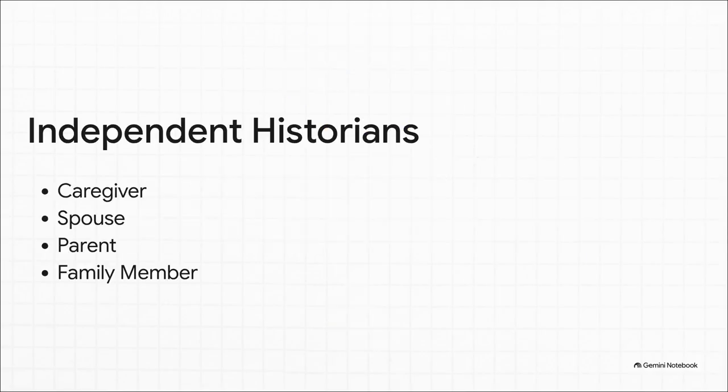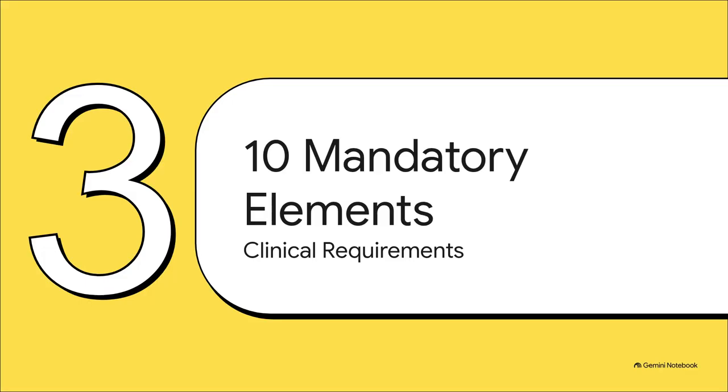Usually this independent historian is a caregiver, a spouse, a parent, or another family member. And listen to me on this one. The presence and documentation of this person is absolutely non-negotiable if you want to bill this service. You literally have to document in your note exactly who provided the supplemental history and what their relationship is to the patient. If you do a whole hour-long assessment but rely solely on a severely impaired patient's fragmented history without an independent historian, bam, the claim is instantly invalid. No way around it.